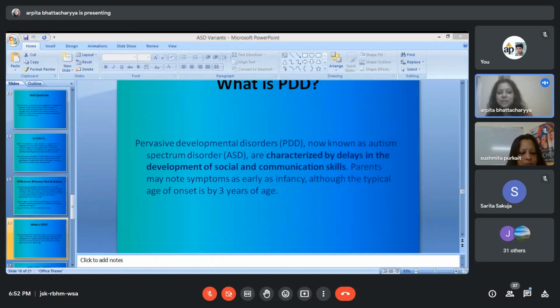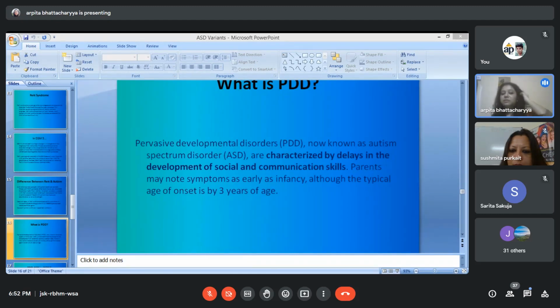The last part is PDD-NOS, as you remember. Now let's know what PDD is. PDD, the full form, is pervasive developmental disorders. The word pervasive means spreading across. So the developmental disorders spreading across a wide range, we have put together under pervasive developmental disorders. This is nothing but the autism spectrum disorders umbrella. PDD is equal to the ASD umbrella. The umbrella we saw in DSM-4 is the same thing.